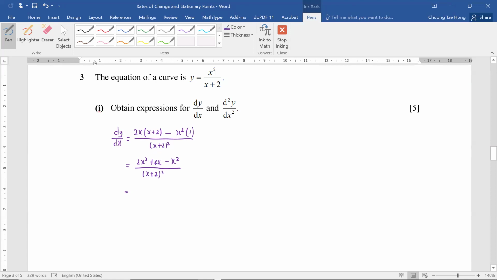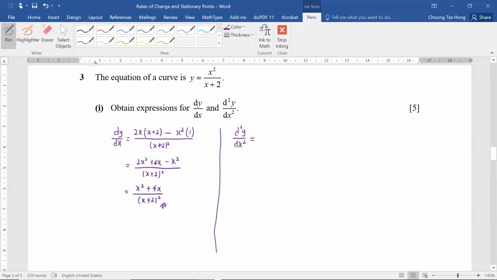Okay, so just simplify the top, so you get x squared plus 4x over (x plus 2) squared. Okay, so this will be the dy/dx already. There's nothing that we can do to simplify this any further. You also do not need to factorize out the x on the top. Alright, so now we're going to find the d2y/dx squared. So we're going to apply the quotient rule one more time to this dy/dx.